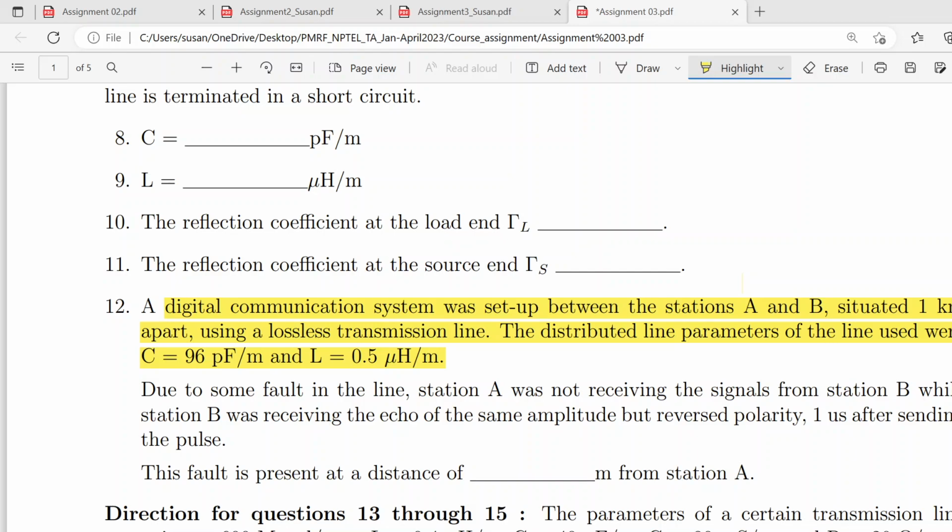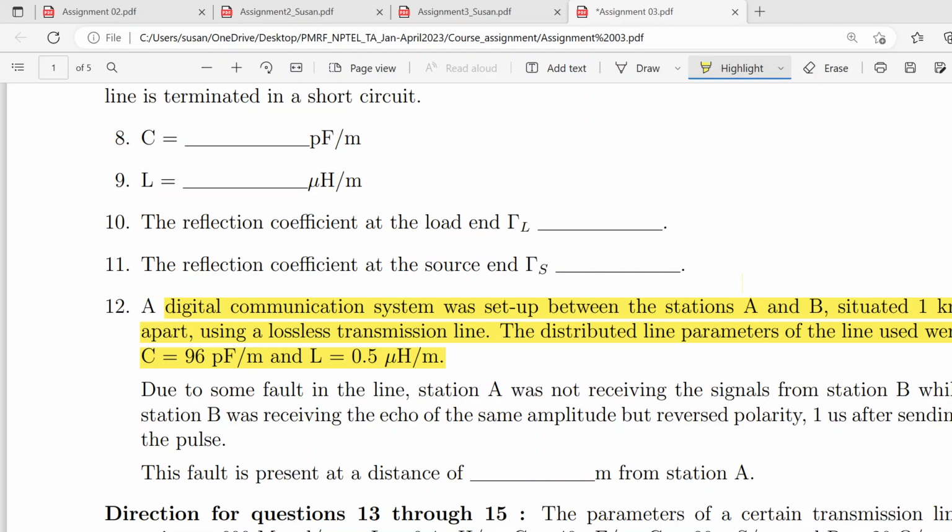Okay. So there is some fault with the transmission line. Station A is not receiving any signal from station B, but station B is receiving some echo. If it is receiving some echo, that means it is sending some signal, but somehow it is receiving back its echo of the same amplitude but reversed polarity, and that is within 1 microsecond after sending the pulse. Station B is sending some pulse, but somehow it is not reaching station A.